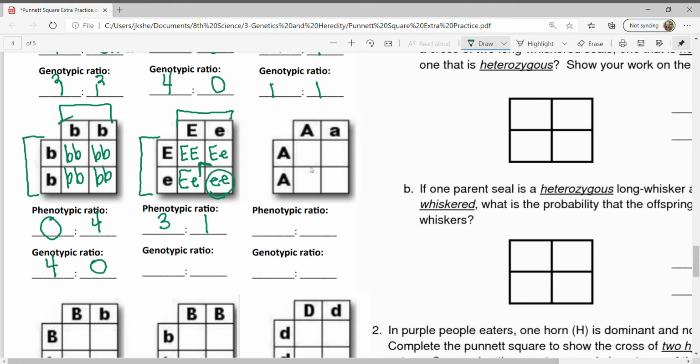However, for the genotype, we have this is homozygous and this is homozygous, even though we have a dominant and a recessive variation. So that is a 1-to-1 heterozygous ratio.